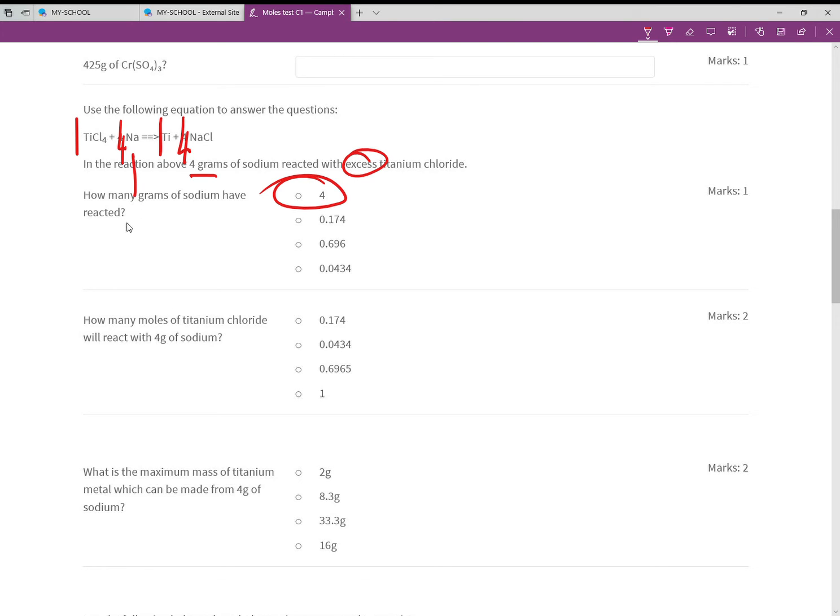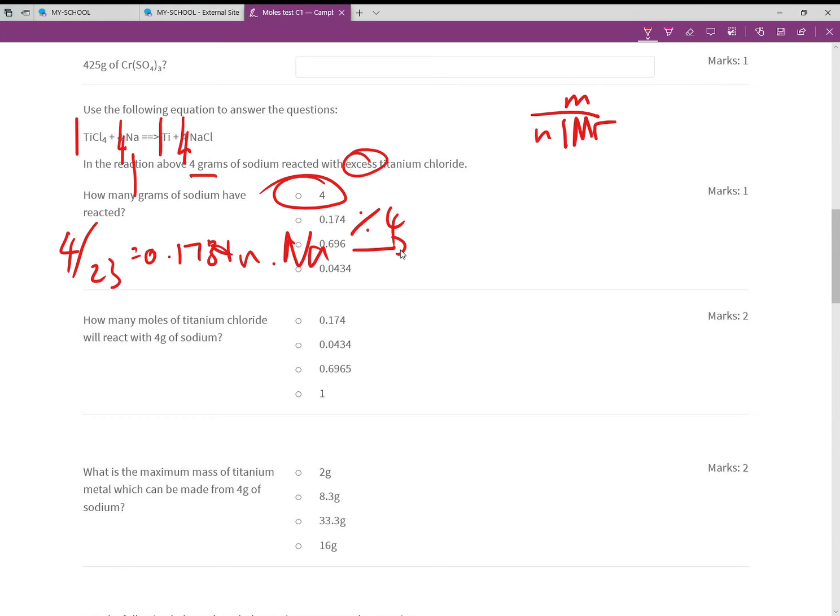Well, we need to get our moles, so just remind ourselves mass equals moles times molecular mass, or RFM. So we have 4 grams of sodium. Okay, so that's 4 divided by 23 gives me 0.1739 moles of sodium. The ratio is 4 back to 1, so I need to divide that by 4, and that will give me moles of my titanium chloride. Okay, so that's 0.04.